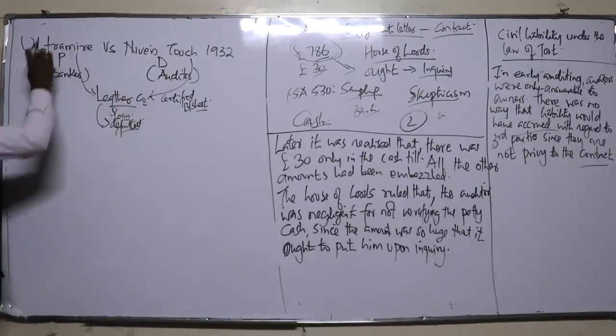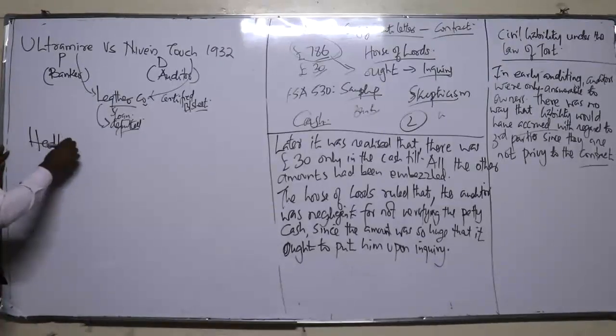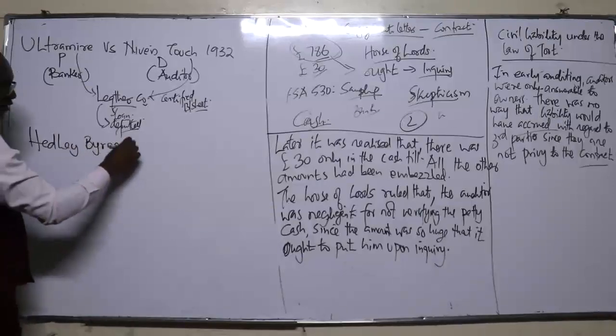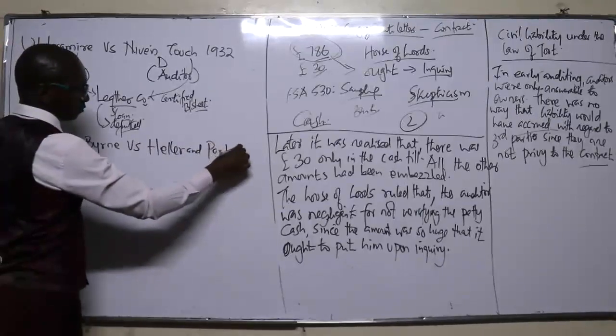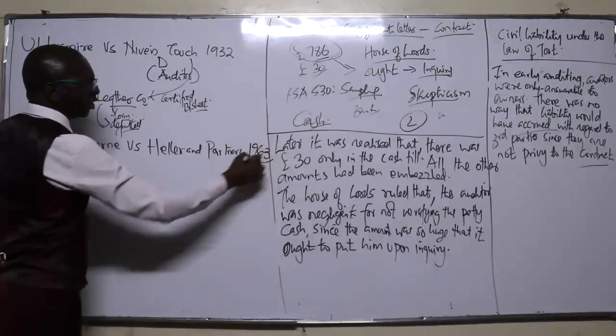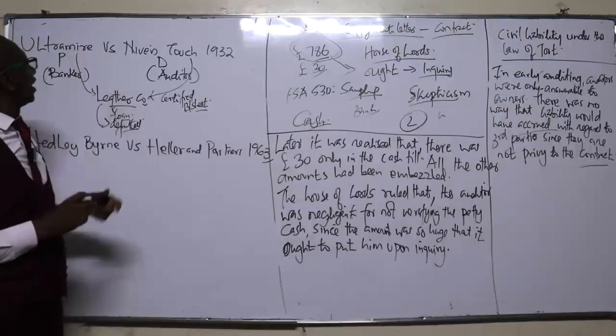So a third party who tried to seek legal redress after suffering financial loss, maybe upon relying on the auditor's professionalism, would not succeed. But this decision was reversed in 1963 in the case of Hedley Byrne versus Heller and Partners. You can recall overruling precedents: previous precedents overturned.